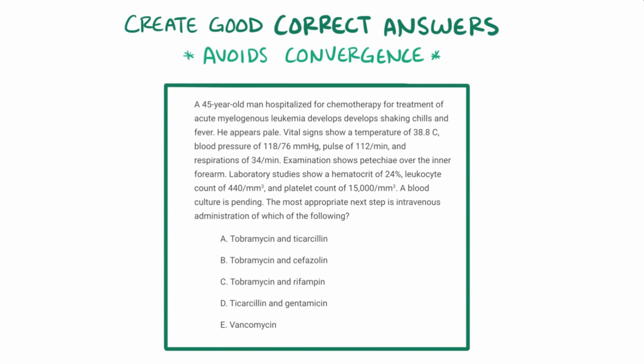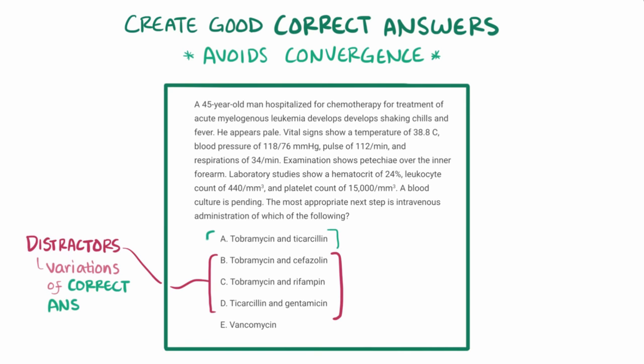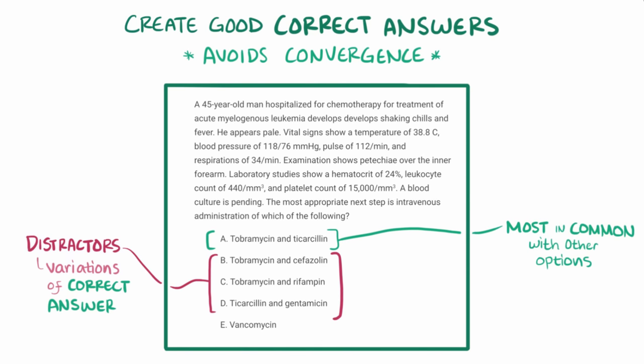Oftentimes, a question writer prepares a question stem and a correct answer, and distractors are generated by writing variations on the correct answer. Students can easily work backwards by looking for word repeats and picking the option that has the largest number of elements in common with the other options. In this case, option A has the most repeats, with tobramycin coming up 3 times and ticarcillin coming up twice.